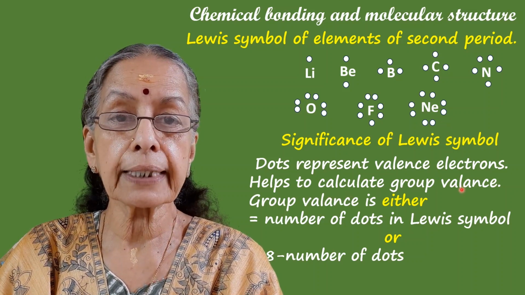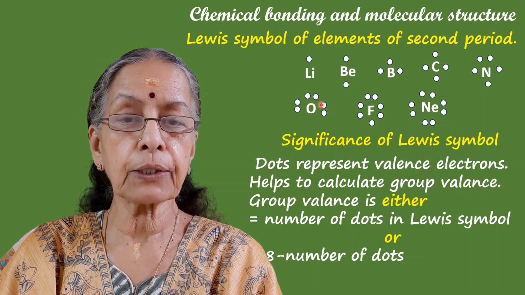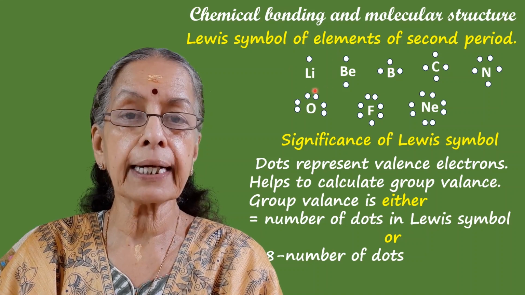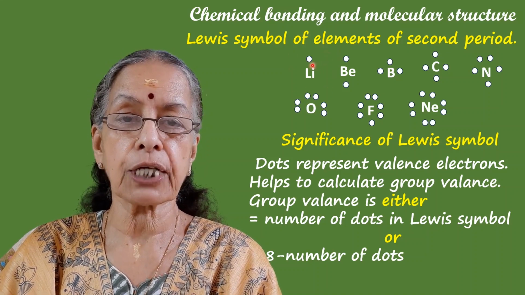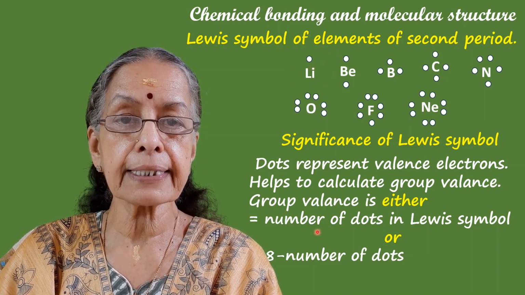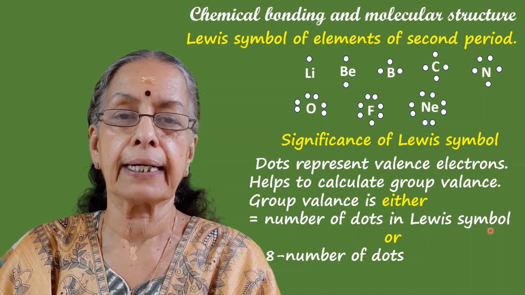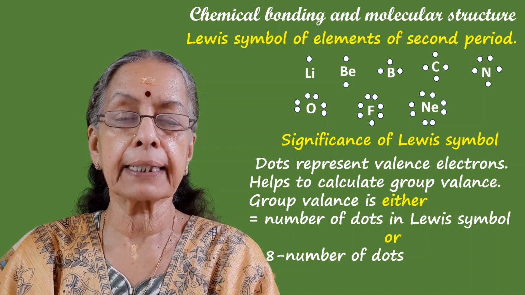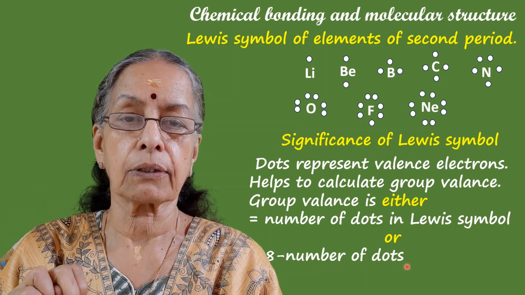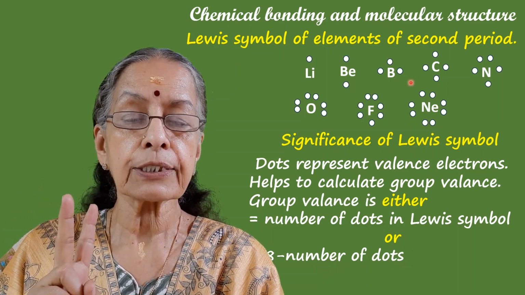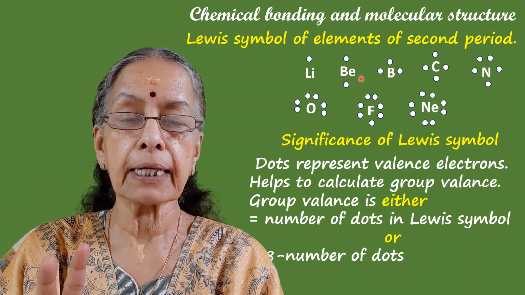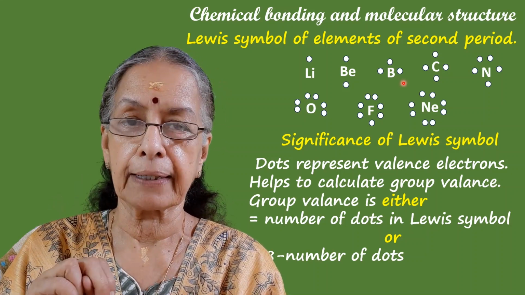How do we calculate the group valence? First group elements have 1 electron in the valence shell. So, its valence is equal to 1. For the second group, for beryllium, there are 2 electrons in the valence shell. So, its group valence is 2. Similarly, for boron, it is 3.